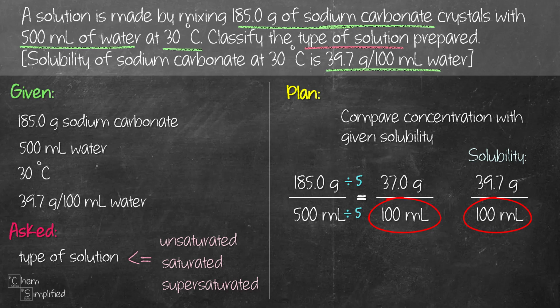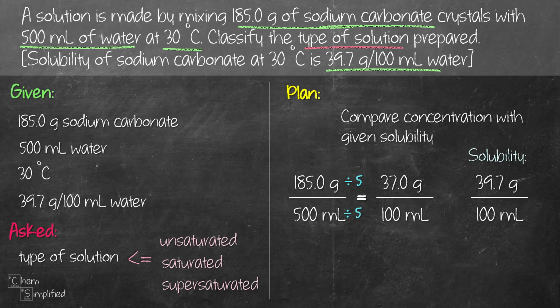So it turns out 185 divided by 5 is going to give us 37 grams of sodium carbonate. 500 divided by 5 gives us 100 ml. So now we can have a fair comparison, which is over the same volume of water. If we were to compare 500 against 100, it's rather difficult to make that comparison. So we want to normalize it so that we can do a fair comparison.